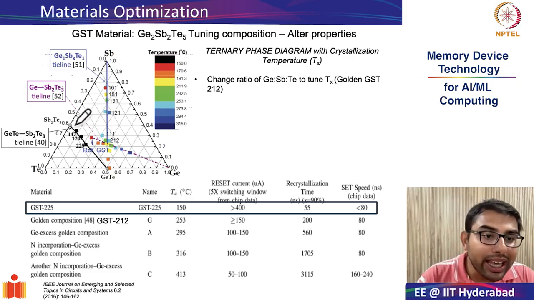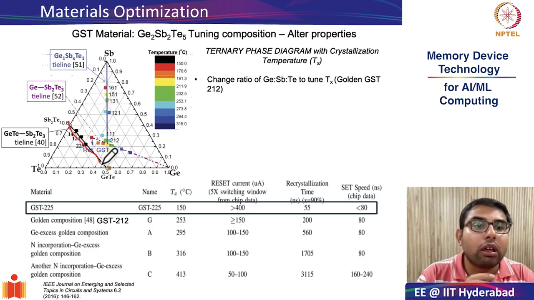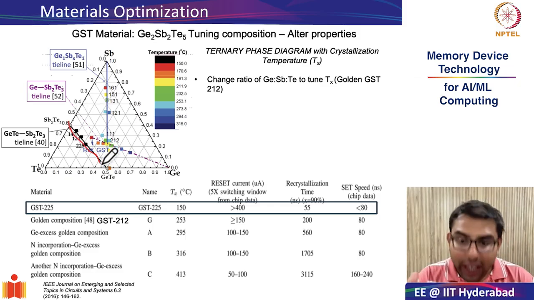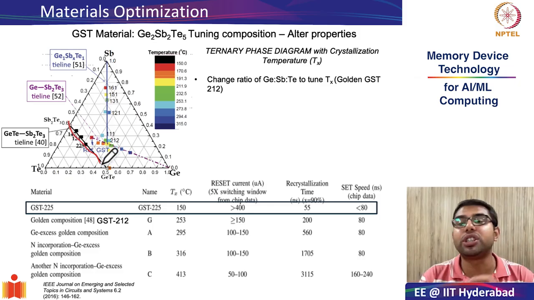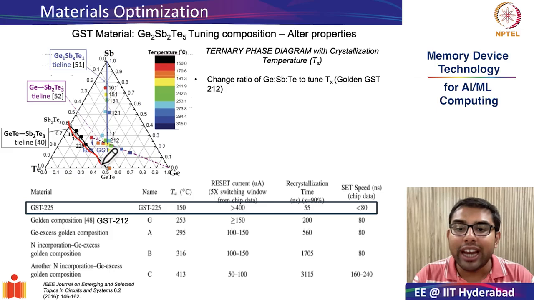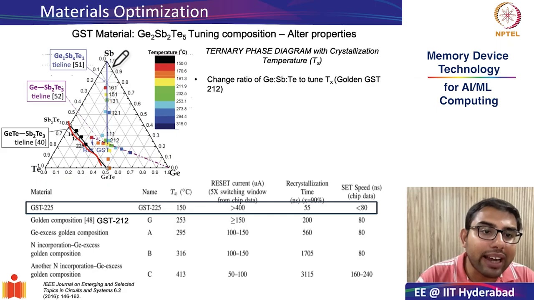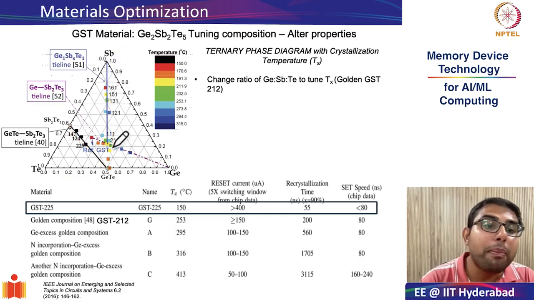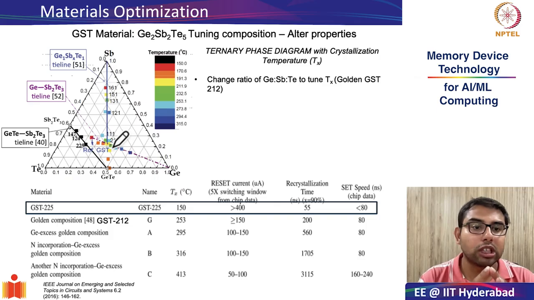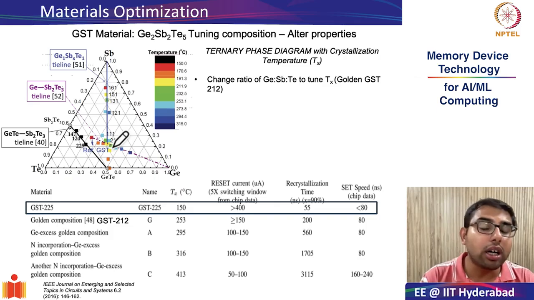Also, what you see are these so-called tie lines. The tie lines are nothing but lines that connect compositions that can coexist in equilibrium, meaning the material will phase separate into those phases under certain favorable conditions. So these are your tie lines on which you try to find stable compositions which can give you your desired crystallization temperatures.